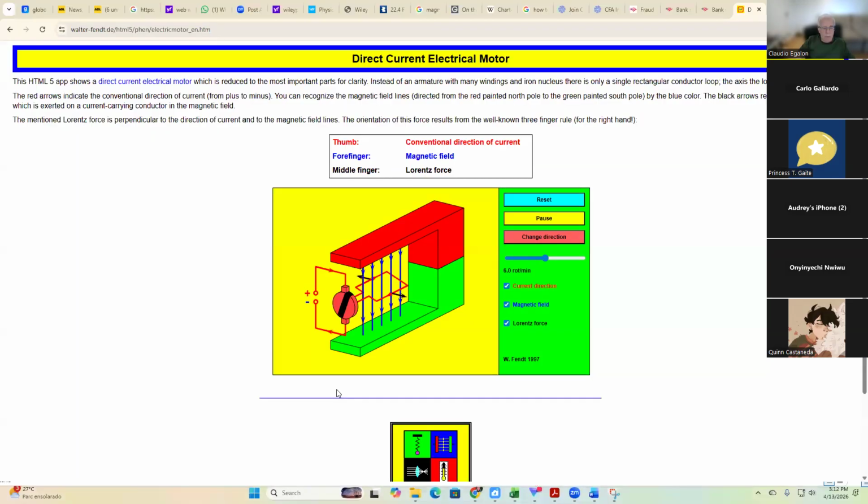Light capture. I didn't capture anything, did it? Okay, let's try it again. Ah, what a shame.